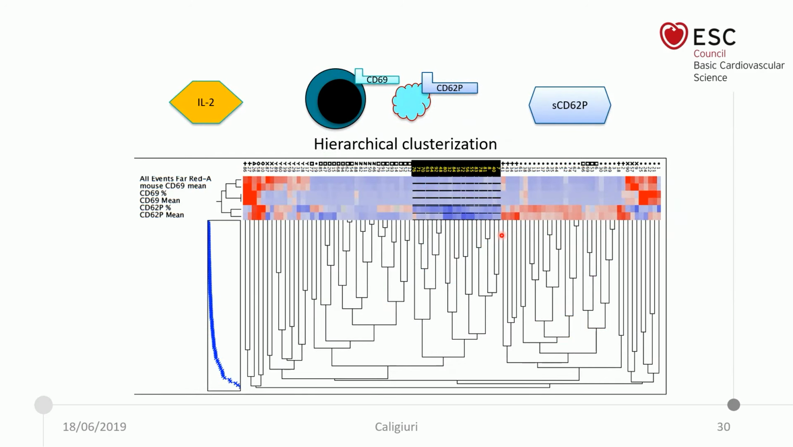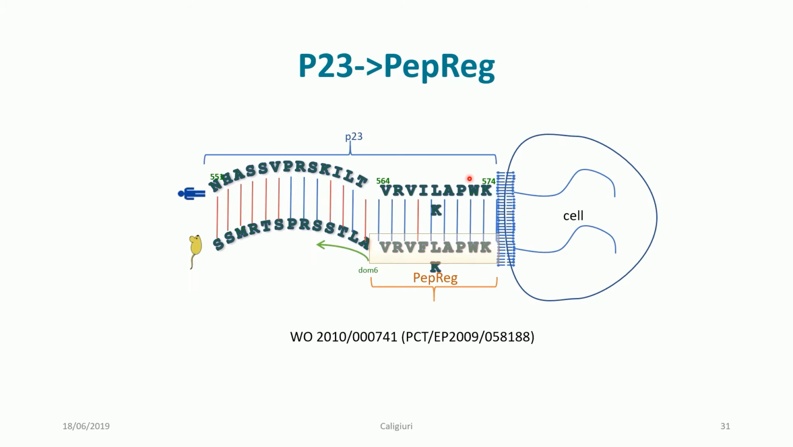So then, in order to choose the best hits, what I did was a hierarchical clusterization. I don't know if from a statistical point of view that is solid, but what I tried to do was to check for those families of peptides that were good for all the markers, for the four markers, that were good to blunt platelet activation and T-cell activation detected in two ways. And so there was a family of peptides which led me to patent. The first patent was called PepReg, regulatory peptide.